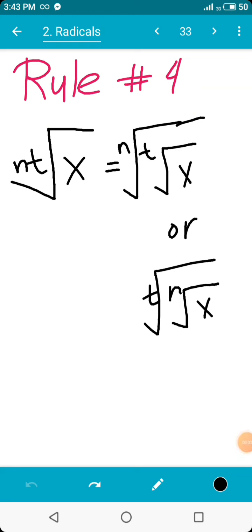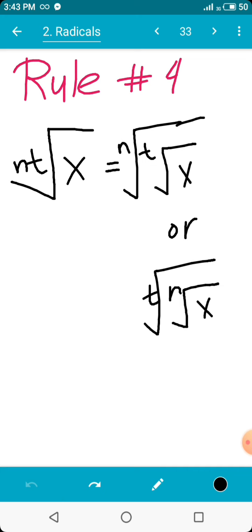Okay, so let's have the rule number 4. Medyo complicated siya, pero intindihin lang natin kung bakit ganito yung nabuong rule number 4. Okay? So, we have here nth root of x. Pwede natin siyang isulat na nth root of t root of x. So, ibig sabihin, kukunin muna natin yung t root ng x, saka natin kukunin yung nth root ng root na yon. Okay? So, in this case, pwedeng magbaliktad yung n tsaka t. Pwede siyang maging t root of nth root of x. Okay?